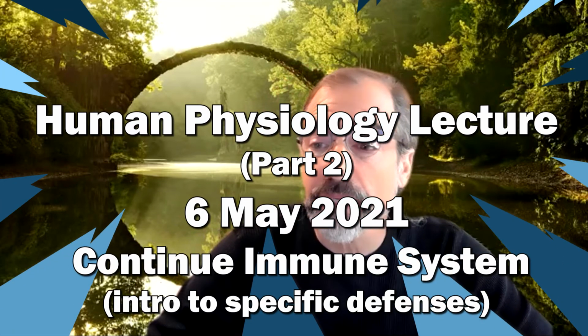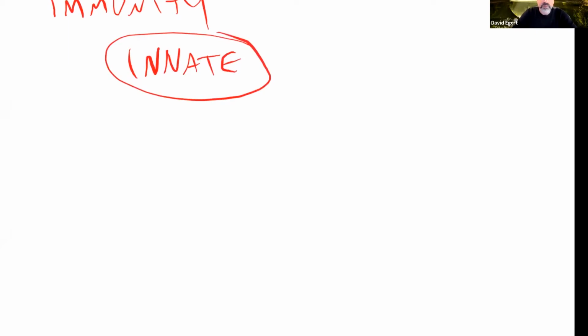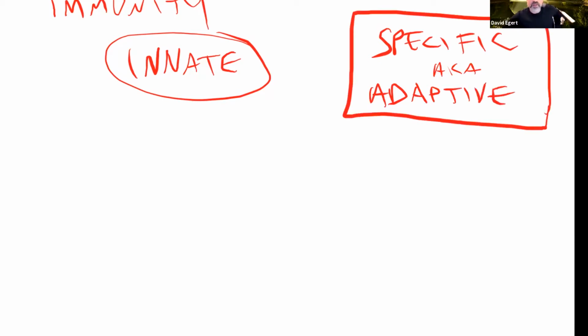In the interest of making sure we cover everything, I'm going to at least begin specific immunity right now. All right, so far everything we've been doing has been innate immunity, again, where it's not looking for a particular thing. It's looking for either things that just don't look like a human cell in general, or sometimes it's just a barrier. The other side is the specific, also known as adaptive immunity. This is the one that we are going to be looking at now.